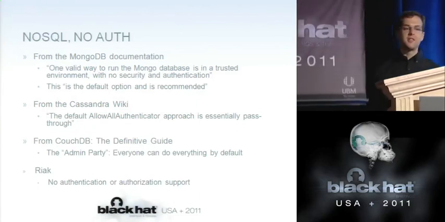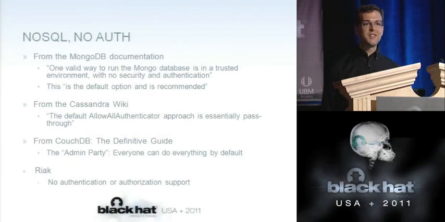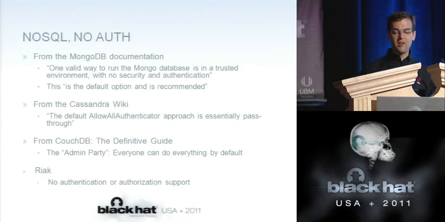Most NoSQL databases actually actively discourage you from using any kind of auth on the database, which is crazy to me. Here are some quotes from the documentation of the different databases. Mongo says, hey, one valid way to run Mongo is in a trusted environment with no security and authentication. Trusted basically means you trust the people who use it, which, yeah, that's a little scary. Cassandra says, the default AllowAllAuthenticator approach is essentially pass-through. Couch says, the admin party is the default. Everyone can do everything by default. And Riak has absolutely no auth whatsoever.